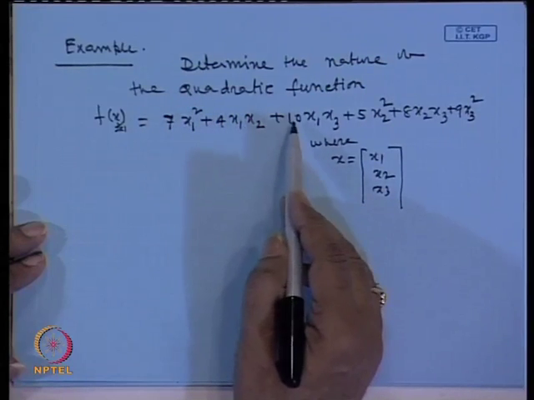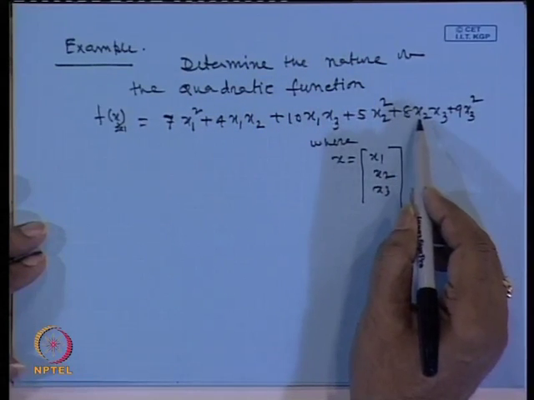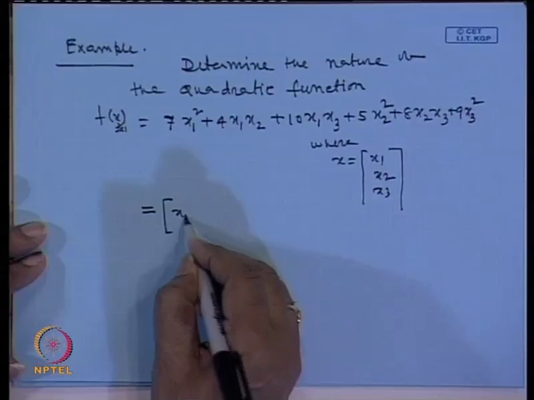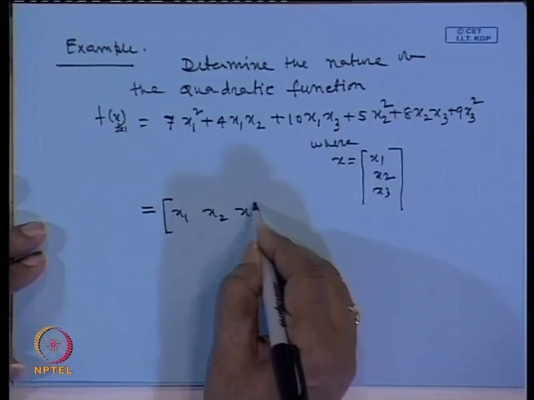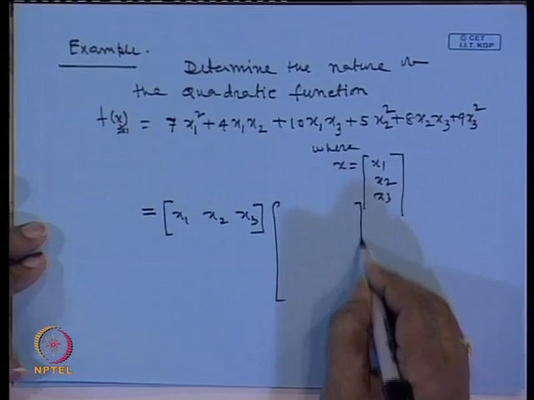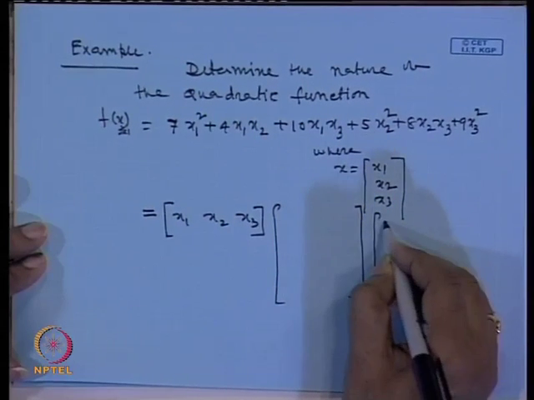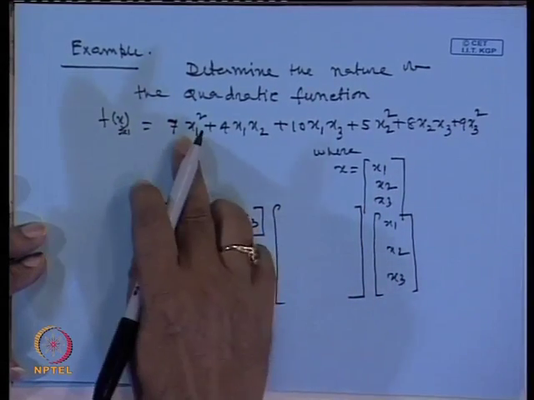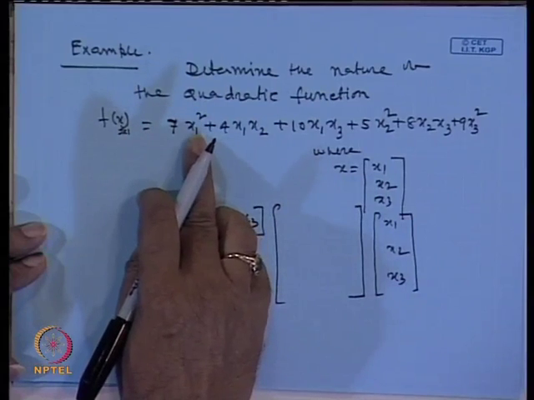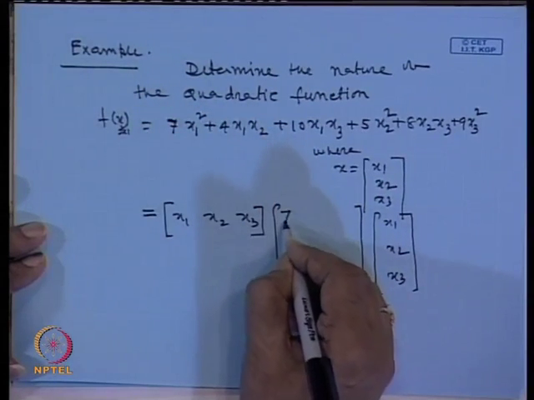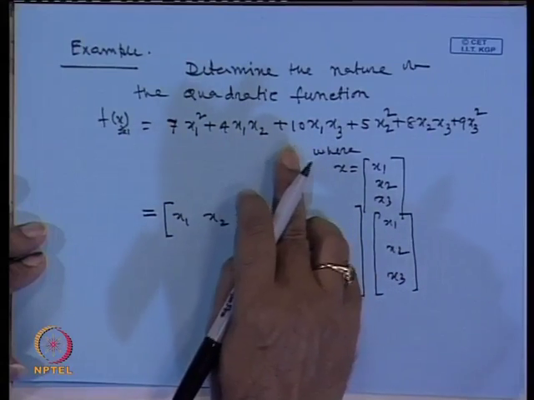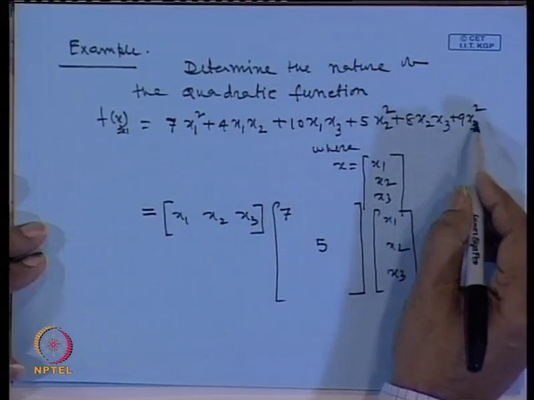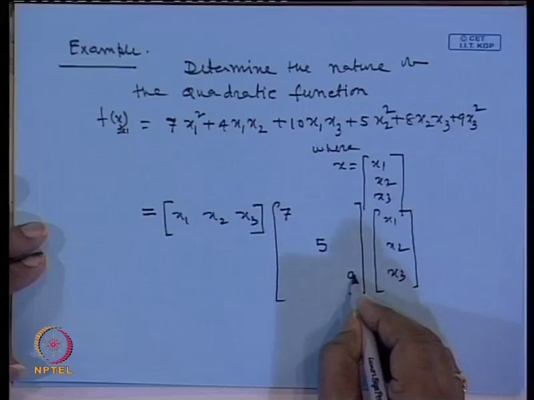7 x1 square, 4 x1 x2, 10 x1 x3, 5 x2 square, 8 x2 x3, and 9 x3 square. So, this thing I can easily convert into matrix and vector form. x1, x2, x3 are there, then this P matrix you have to fill up from this information. The x1 square coefficient is 7, so it will go in the 1 1 position. First the diagonal elements: x2 square is 5, so it will come in the 2 2 position, and the x3 square coefficient is 9, so it will come in the 3 3 position.